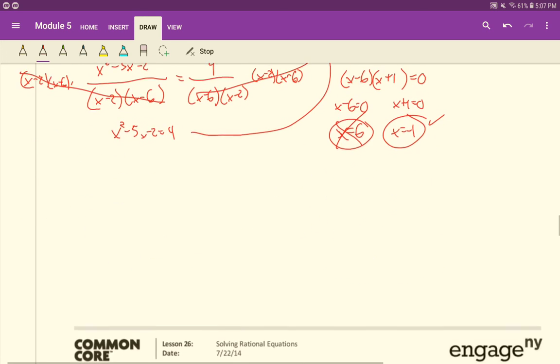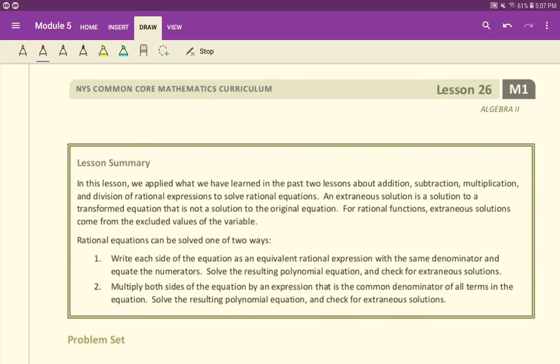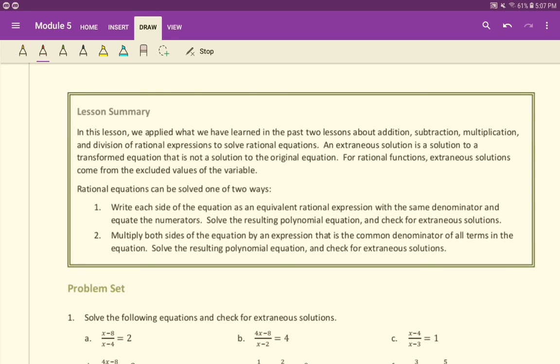All right? We'll stop there and take a look. Oh, that's our summary. So we'll stop right there. So in this lesson, we applied what we have learned in the past two lessons about addition, subtraction, multiplication, and division of rational expressions to solve rational equations.